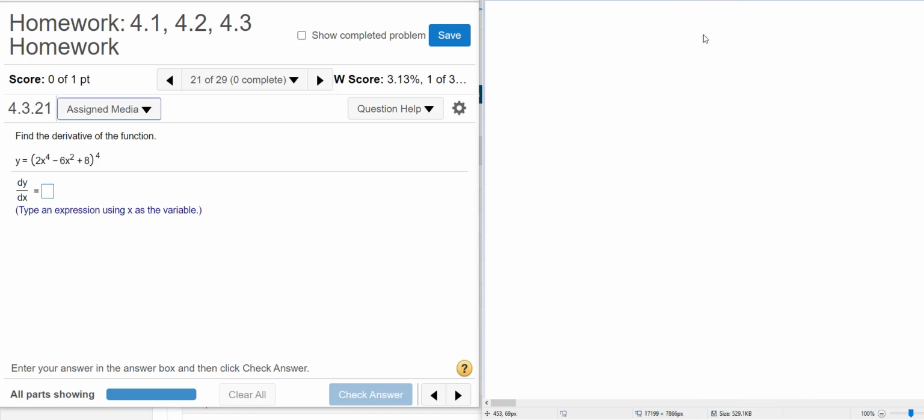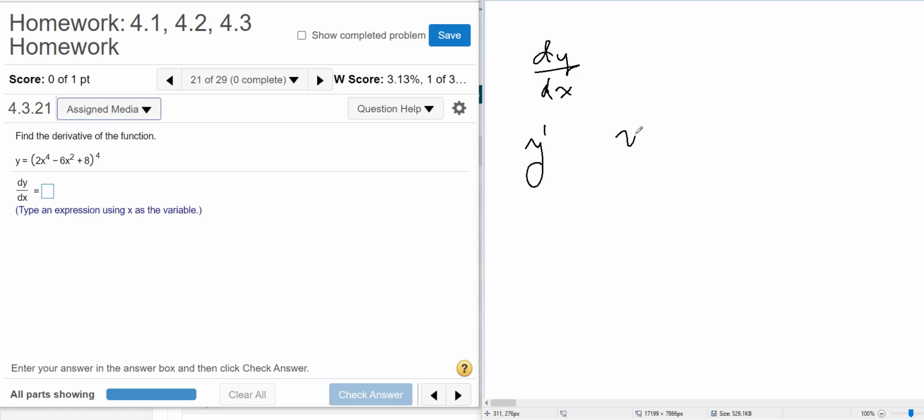4.3 homework number 21. Find the derivative of the function y equals quantity 2x to the fourth minus 6x squared plus 8 to the fourth power. They use the notation this time dy/dx, which means the derivative of this function y with respect to x. We could also write it as y prime. It means the same thing.